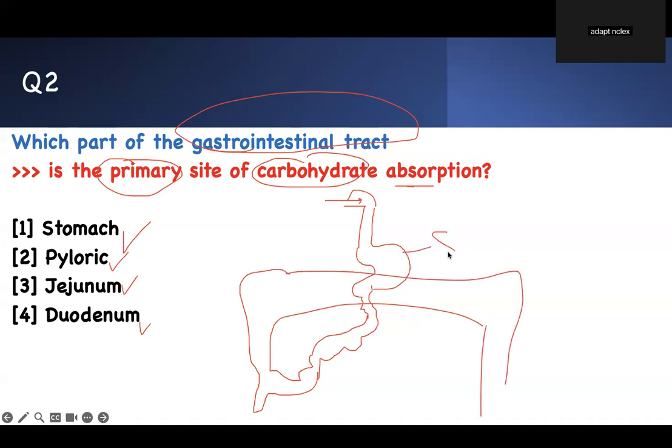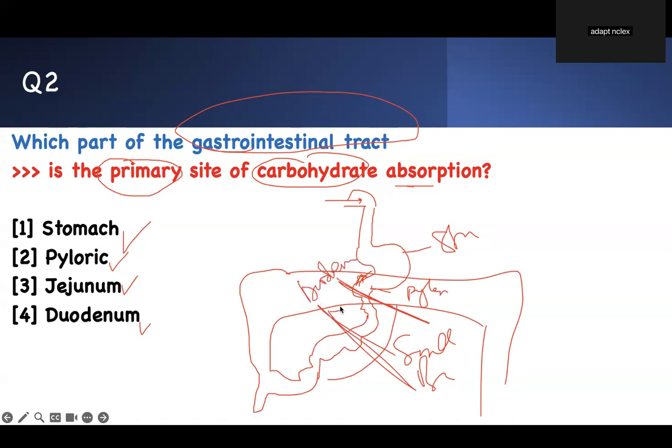This is your stomach. The last portion of your stomach is called the pylorus before you get into the small bowel, right? This is the small bowel. But the small bowel is divided into 3. The first portion is what we call the duodenum, right? The second portion is the jejunum, and the third portion is the ileum. Carbohydrate absorption usually occurs in the jejunum. That is the best place it occurs before you get to the ileum. So this is your right answer.